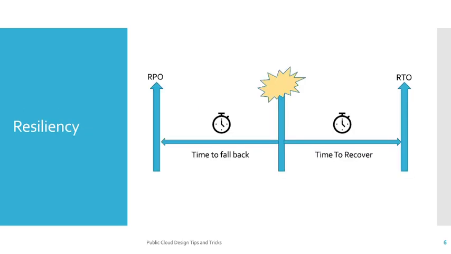Now let's try to understand RPO and RTO. As you can see here, one application is getting crashed in this system, then the exact time to fall back to the initial state where it was running perfectly is known as recovery point objective.